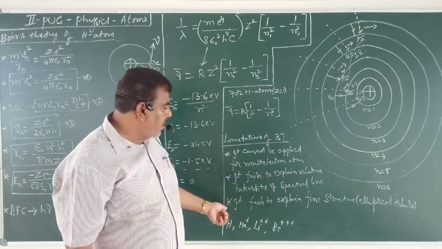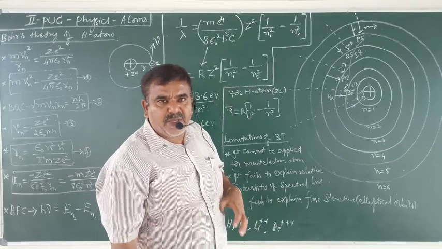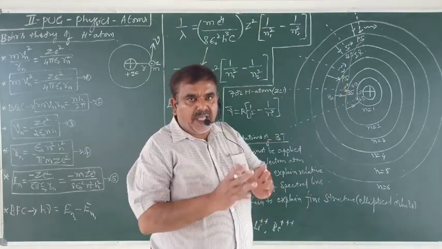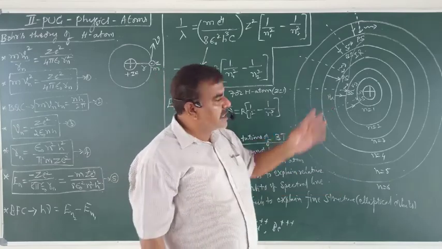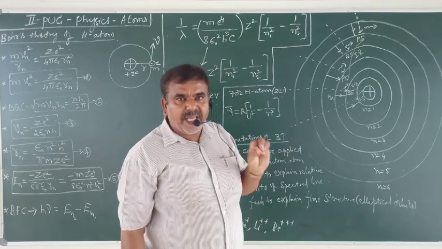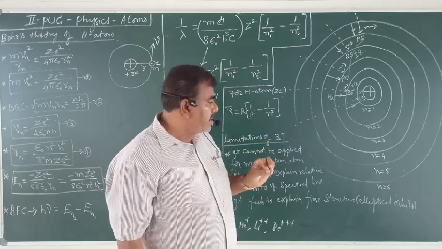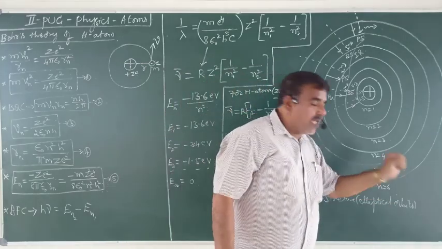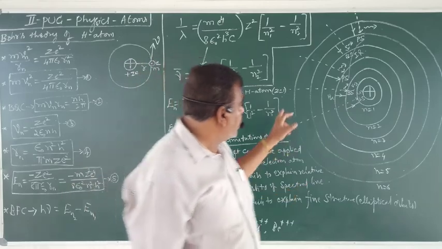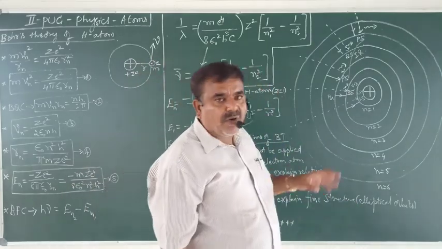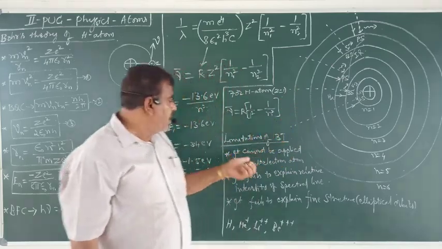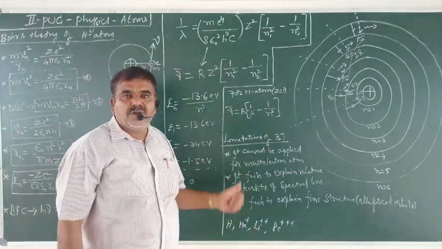Okay? Then it failed to explain fine structure. Fine structure means if I observe each spectral line with high resolution, each line consists of a number of closely spaced fine lines. That cannot be explained. That fine structure is due to the ellipticity of orbits. So the concept of ellipticity of orbits cannot be explained using Bohr's theory. These are all the limitations of Bohr's theory.